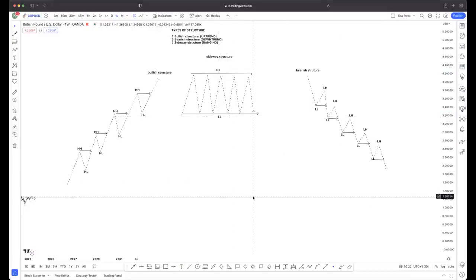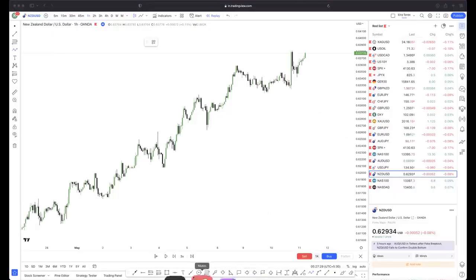So basically, these are the types of trend or the types of structure that we have. So we have the bullish structure, the bearish structure, and the sideways structure. Now let's move to the chart and have the real feel of how a bullish structure looks like, how a bearish structure looks like, and also how a sideways structure looks like.